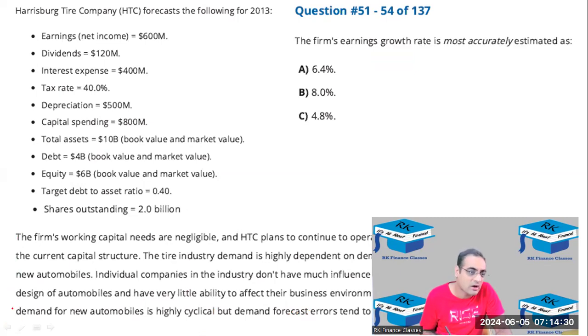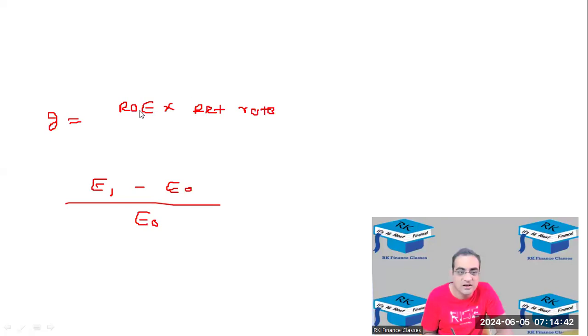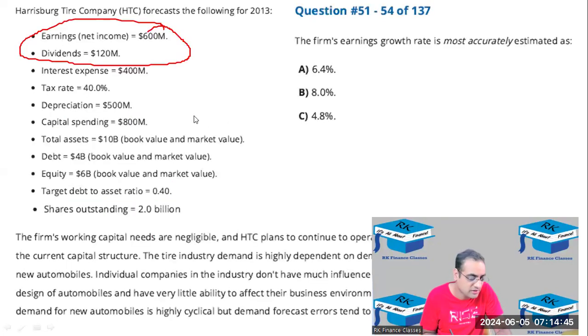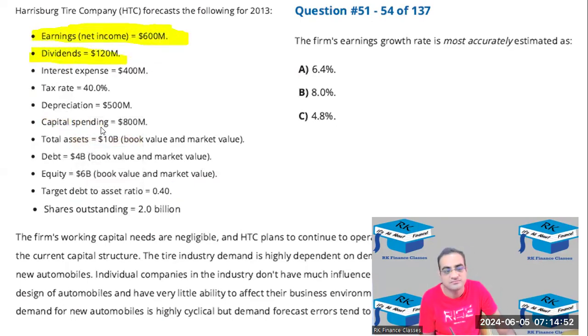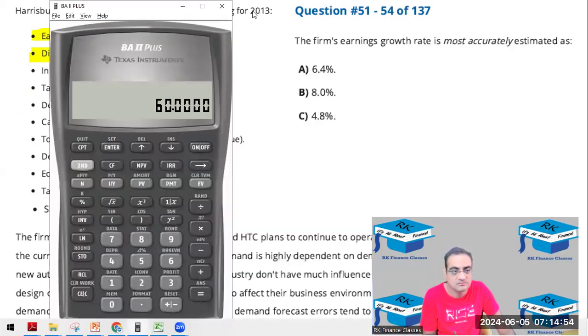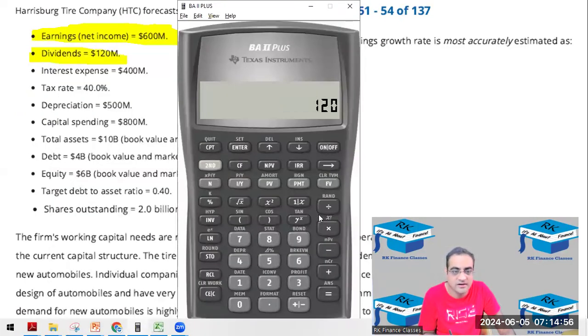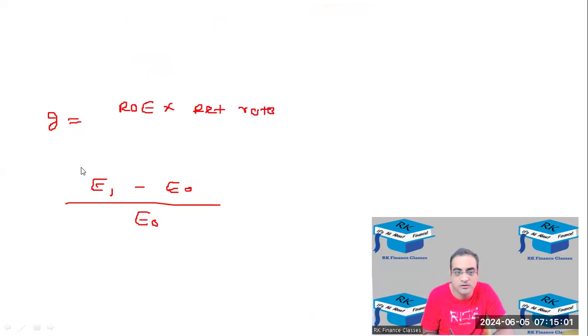So how can we approach this question? If we can get the ROE, return on equity, I think we will get the payout ratio, so ROE into retention rate will work. Retention rate was clear. The payout ratio is the dividend upon the net earnings, that is 120 upon 600. So the payout ratio is 0.2, and the retention ratio is 0.80.